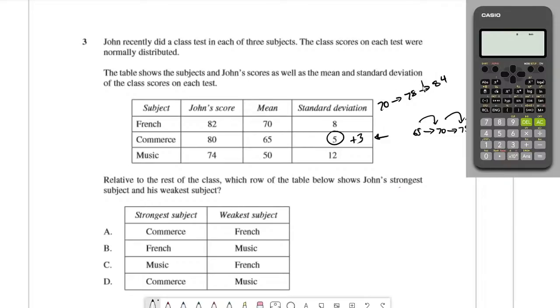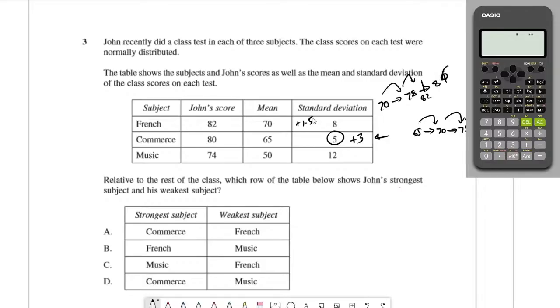So 82 is halfway between, that should be 86 anyway, shouldn't it? Yeah, not 84. 82 is halfway between those two values, so it's going to be 1.5 standard deviation. So you can see in this case, even though it's his best score, compared to the rest of the class, he's only 1.5 standard deviation.